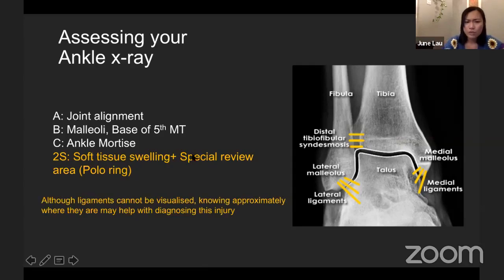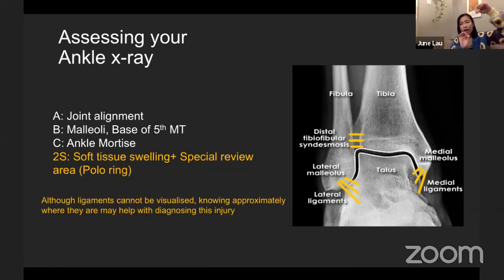Now, a special review area in the ankle isn't actually in the film itself. It's more of a concept, the polo ring concept. I'm sure you've all been told this in medical school or in uni. A polo ring doesn't break in one place only, it often breaks in two places. And your tibia and fibula are connected at the distal tibiofibular joint and the proximal tibiofibular joint. Kind of like a ring, a really elongated ring.